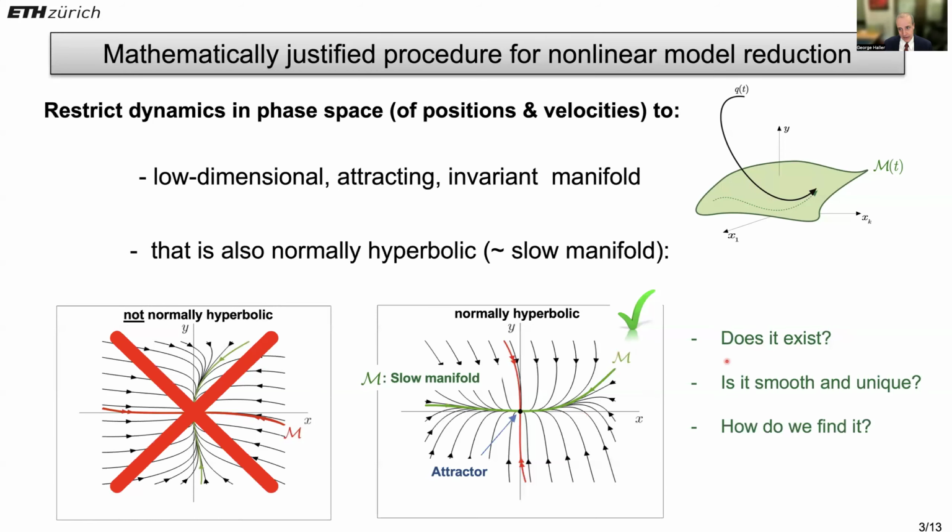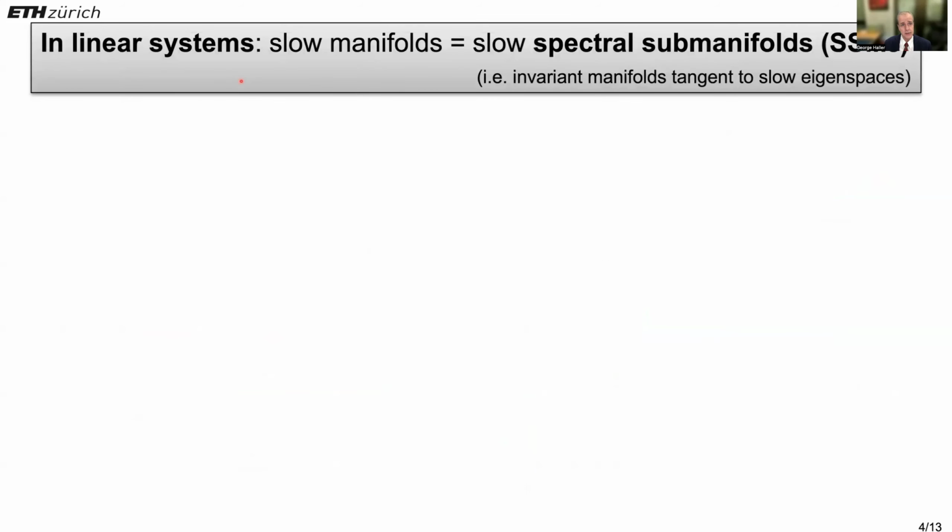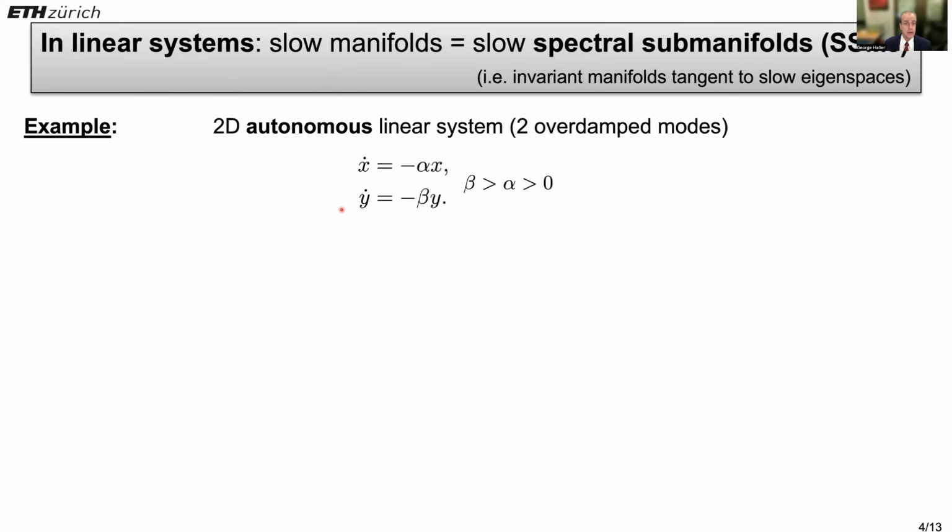No general answer, but in the setting of nonlinear vibration and structural dynamics, we're much better off than the general setting, because we can in fact start from the linear limit of the system, and in linear systems explore that and extend our knowledge to nonlinear systems. So in the linear systems, these slow manifolds are in fact slow spectral submanifolds that we can fairly explicitly construct. What are spectral submanifolds, SSMs? They are invariant manifolds that are tangent to slow eigenspaces, to eigenspaces spanned by modes that are more slowly decaying than others. And this is very explicit in linear systems.